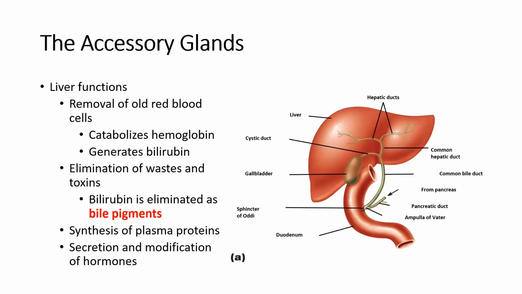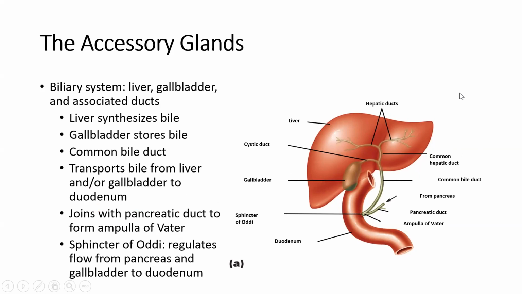It's going to help in the synthesis of plasma proteins. So all of those clotting factors that you would have talked about as a part of the clotting cascade that are secreted into the blood in their inactivated form, all of those factors are secreted from the liver. And then finally here, it's going to help in the secretion and modification of hormones. Lots of different hormones are made in the liver. We also have albumin, which is one of the most important proteins made in the liver as well.